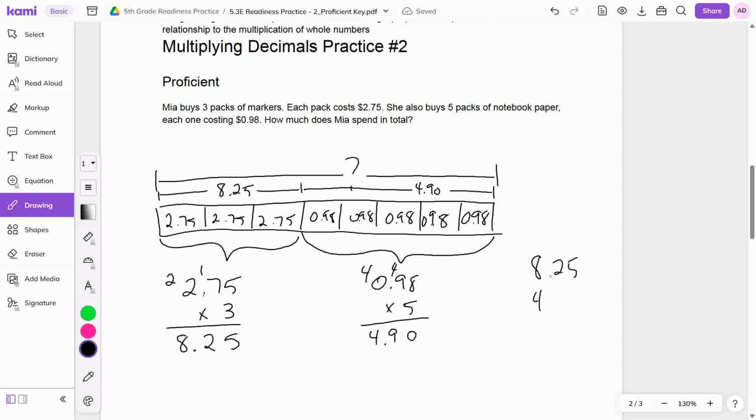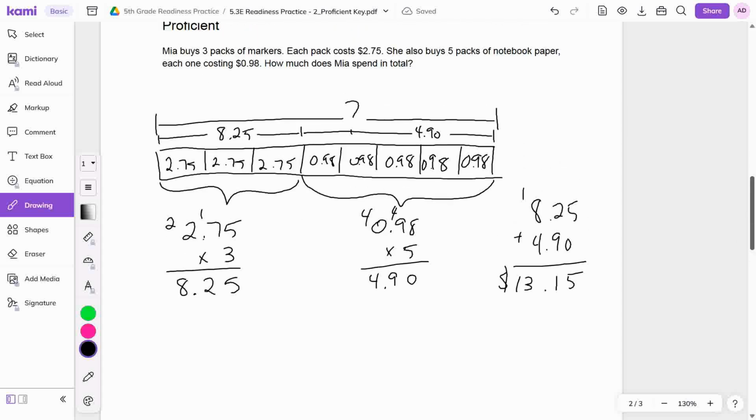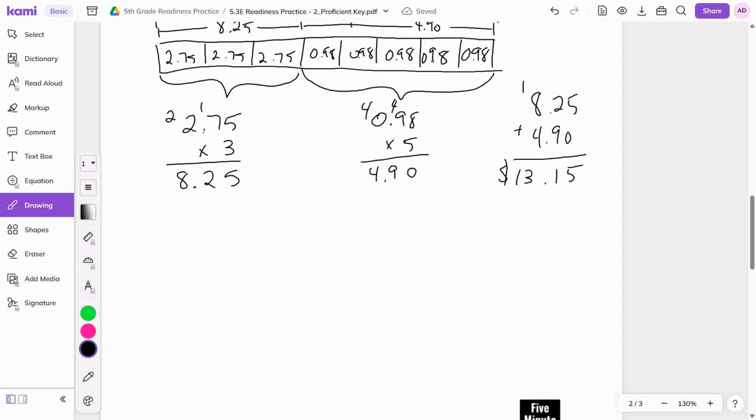825, 490. That's 15. That's 11. That's 12. That's 13. All right, we've got a lot of numbers here. So on this one, let's go ahead and just write a statement showing our answer.